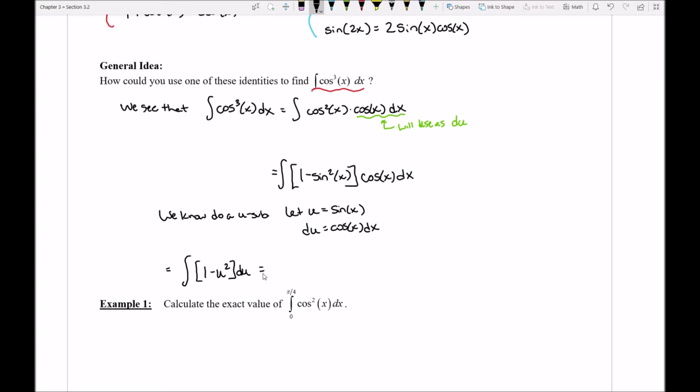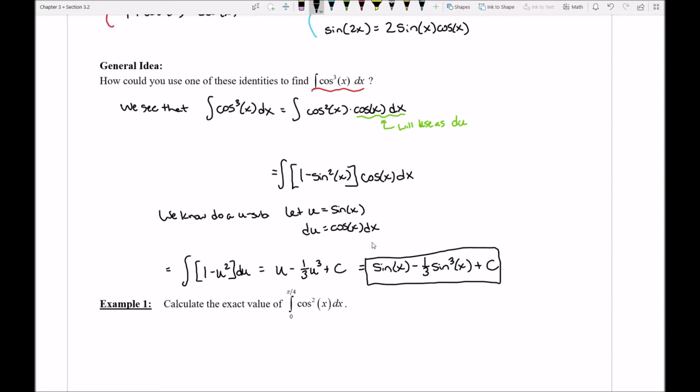and now that's a very easy integral to work with. I can see that this is going to produce u minus a 1/3 u cubed, don't forget, plus C. Now remember, since this is an indefinite integral with a u substitution, I'm not quite done yet. I would have to go ahead and substitute back in whatever u is. And since the u is the sine of x, if I was to go ahead and replace this, I would be left with the following result.